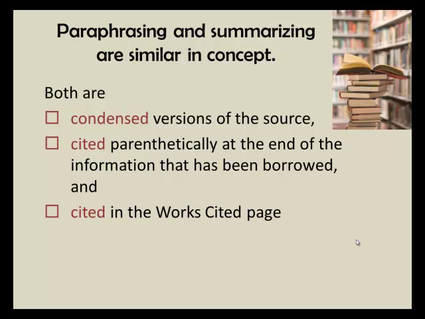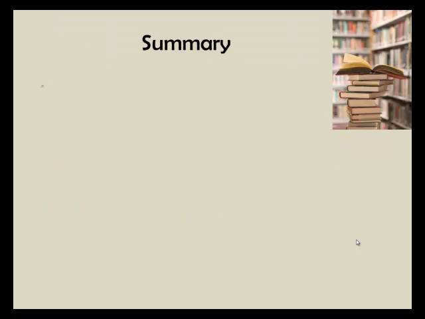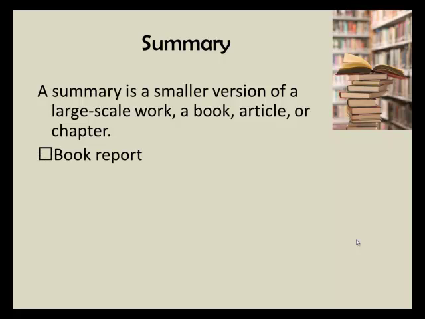So let's talk about how they're different now. A summary is a smaller version of a large-scale work, such as a book, an article, a chapter. It might be that you write a summary for a book report. Actually, that's one of the primary components of a book report, is that you would summarize the text and then you would pick out the main points for analysis.